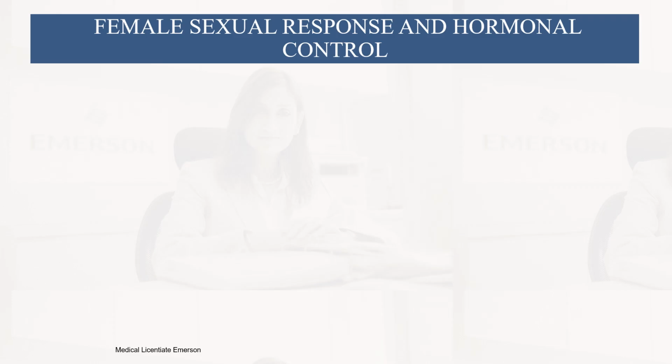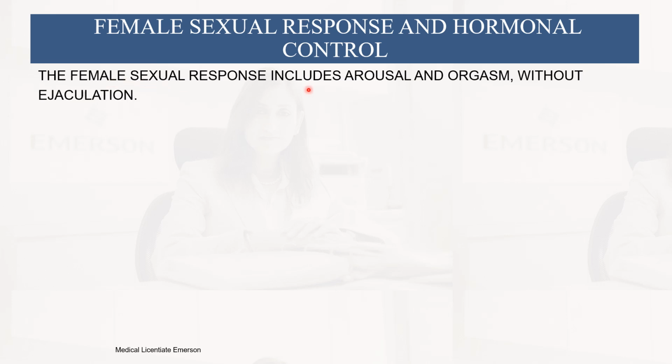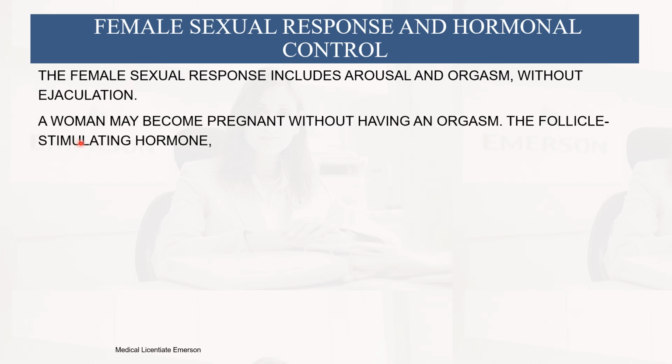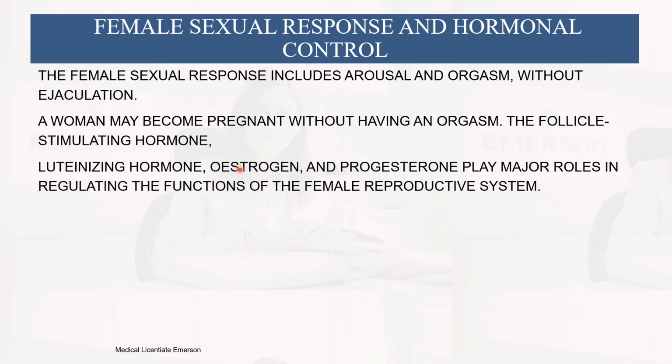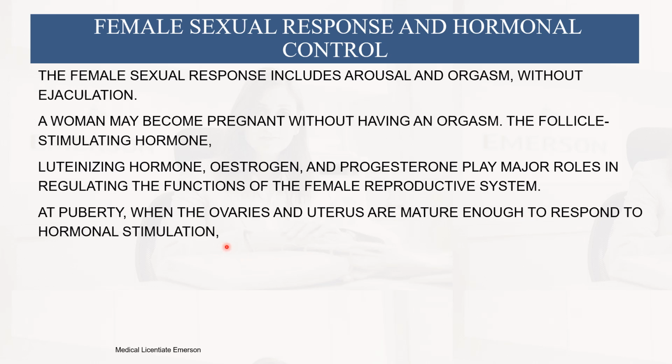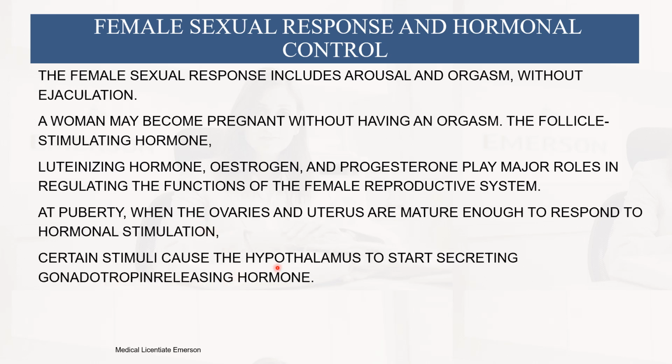Okay, then let's go to the female sexual response and hormonal control. The female sexual response includes arousal and orgasm, but without ejaculation. A woman may become pregnant without having an orgasm. Follicle stimulating hormone, luteinizing hormone, estrogen, and progesterone play a major role in regulating the functions of the female reproductive system. At puberty, when the ovaries and uterus are mature enough to respond to hormone stimulation, certain stimuli cause the hypothalamus to start secreting gonadotropin releasing hormone.